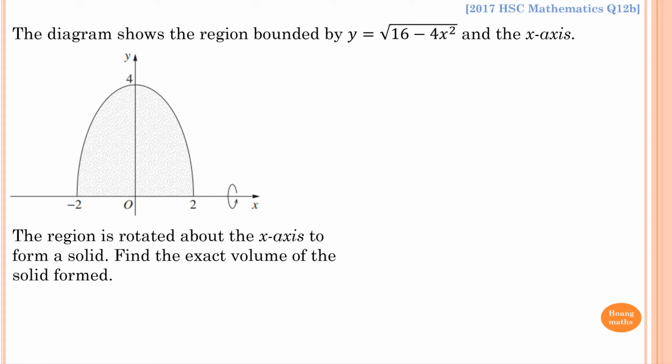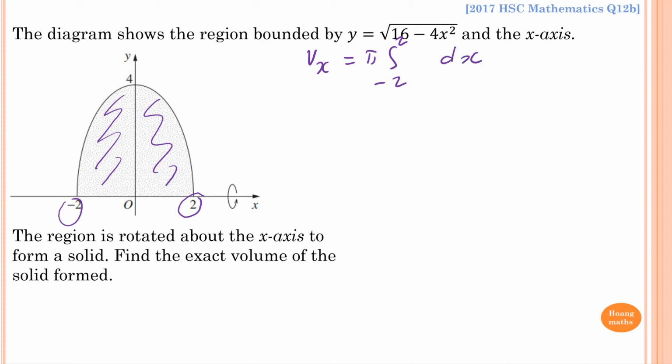So we know that it's rotated about the x-axis, which means Vx is equal to pi integrate from minus 2 to 2. But if you think about it, this volume here is the same as this volume because it's symmetrical, so just keep that in mind for me. I can just write the rule out first, from minus 2 to 2, and of course dx, and then because of dx, it must be y squared.